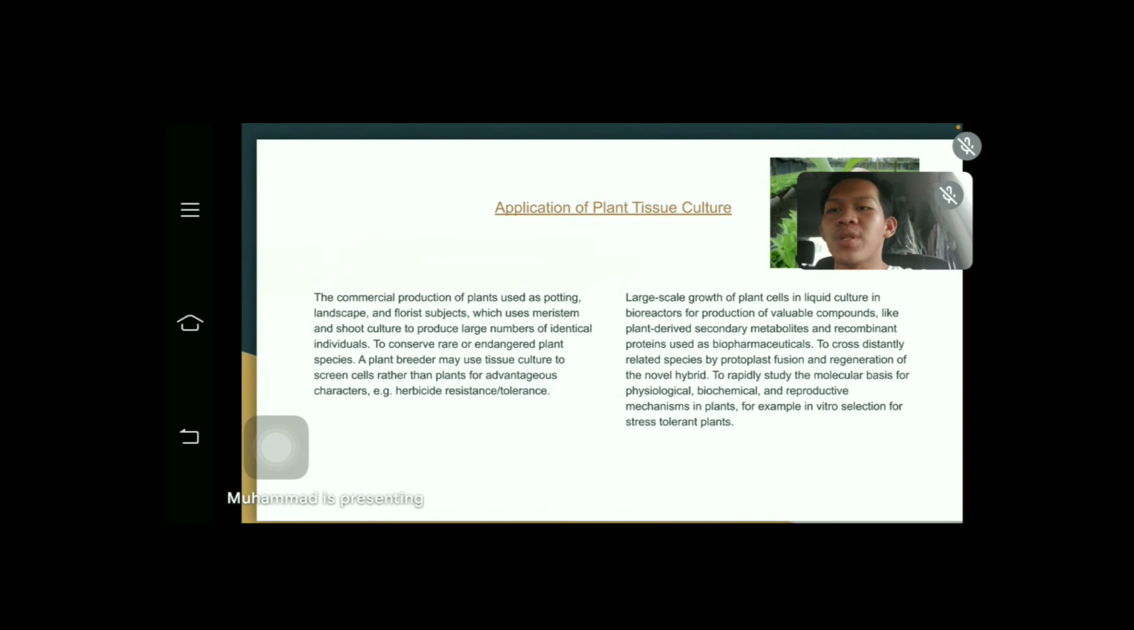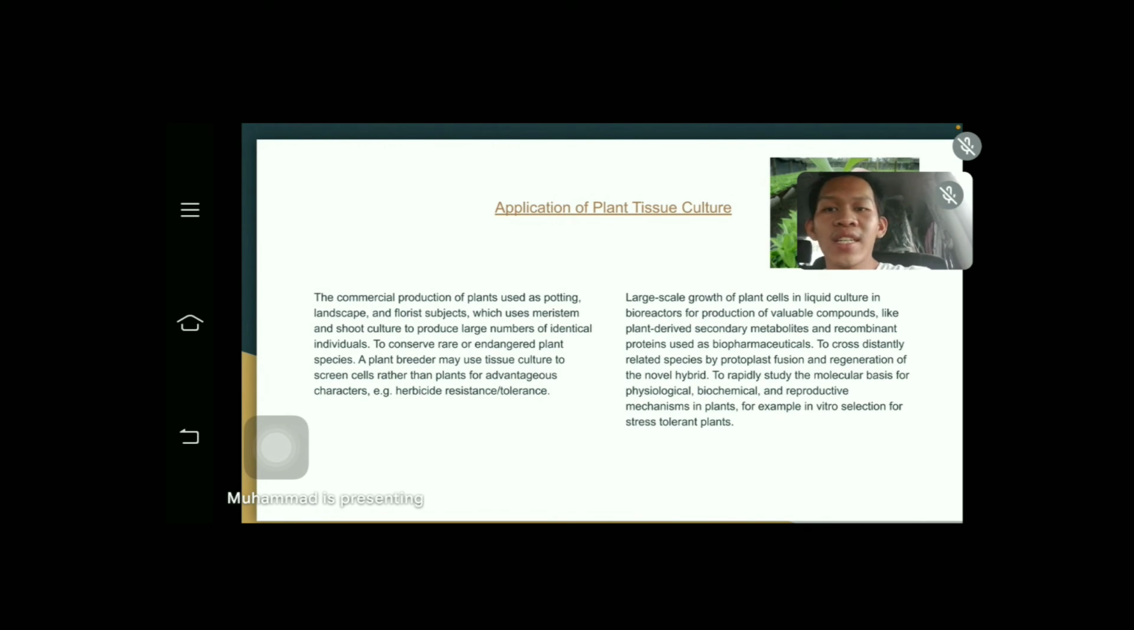endangered plant species, a plant breeder may use tissue culture to screen cells rather than a plant for advantageous traits. Large-scale growth of plant cells in liquid culture in a bioreactor is used for production of valuable compounds like plant-derived secondary metabolites and recombinant proteins used as biopharmaceuticals.